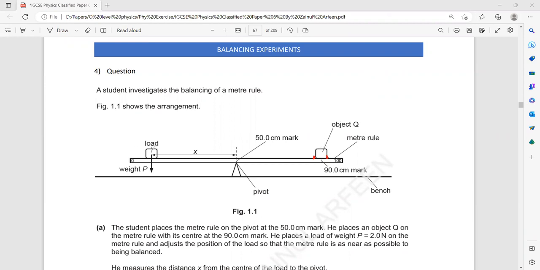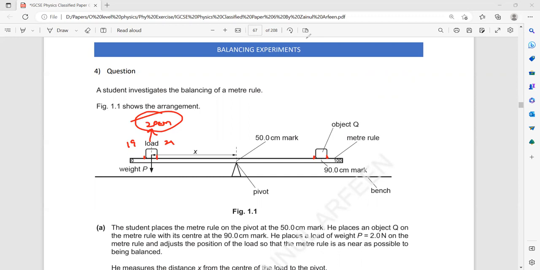If I say load Q is placed, for example, at the 20 centimeter mark, how will you show that the center of load Q is at 20 centimeters? So what you will do, you will measure the distance before and after. Like this is 19, this is 21. So the average should be 20. Is it clear?